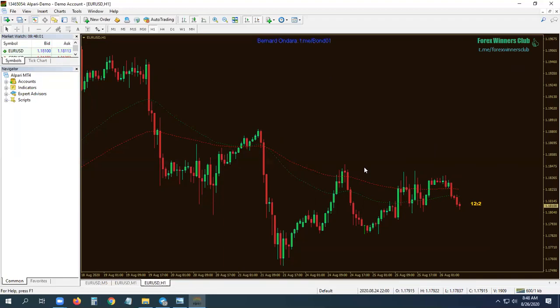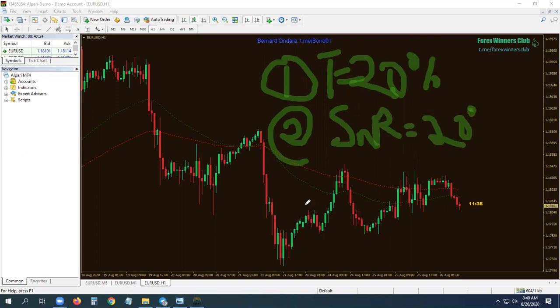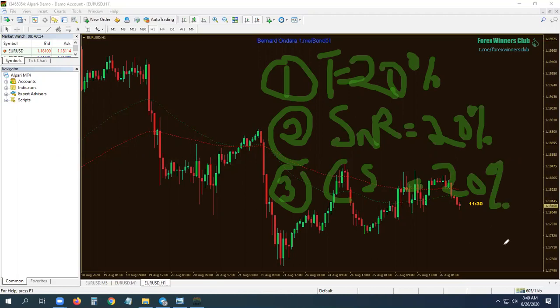It's like you can look at it from a probability perspective. You can say, if a trend gives you 20% confidence, support and resistance also gives you 20% score. So now you have 40%. When you add a candlestick pattern, candlestick signals, they give you an additional 20% probability. So it means with these signals, you have 60% probability of winning a trade.